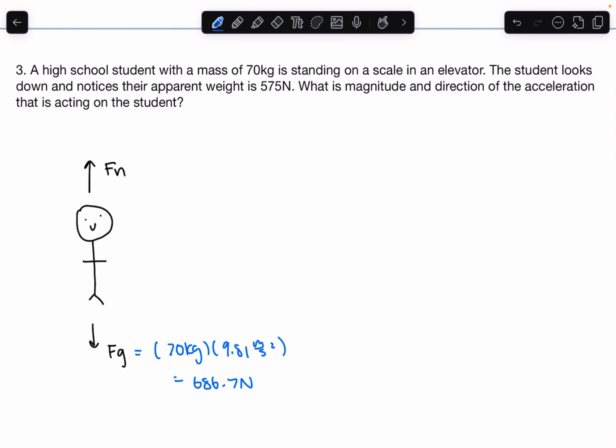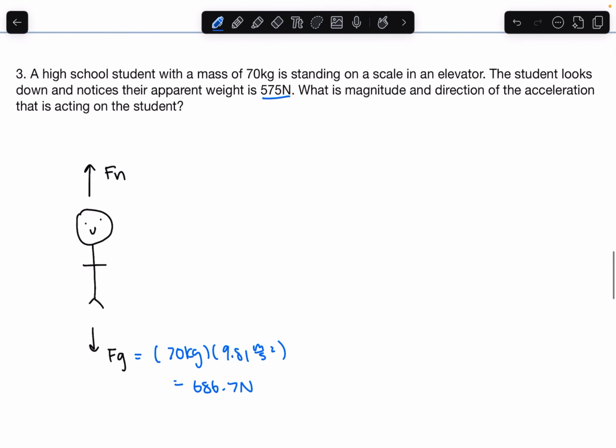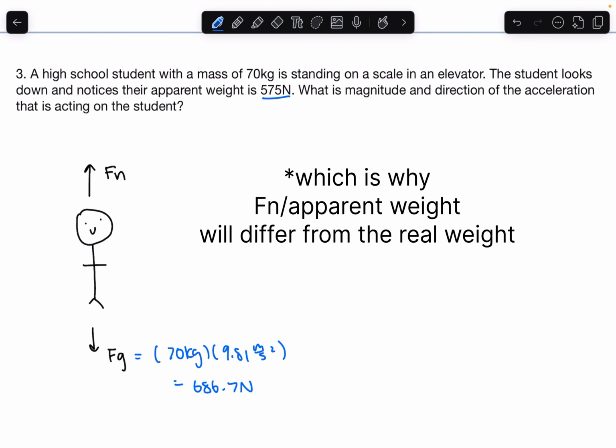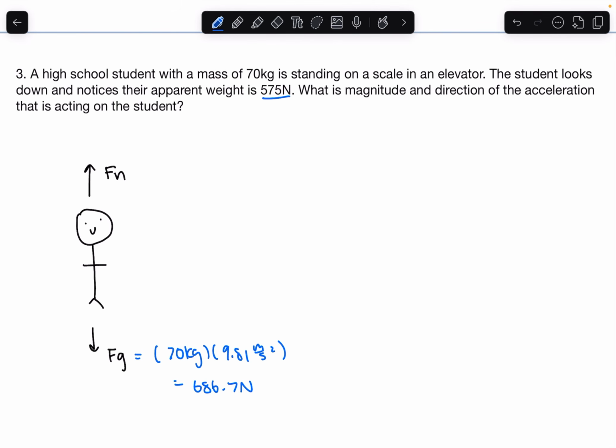So now we know that their real weight is 686.7 newtons, but it says that their apparent weight is 575 newtons. And let me clear up this first. Fn, or normal force, in this case is equal to apparent weight. The reason apparent weight and Fn are the same thing is because your Fn will keep adjusting to counteract the gravity and acceleration from the elevator. So Fn is equal to 575 newtons.